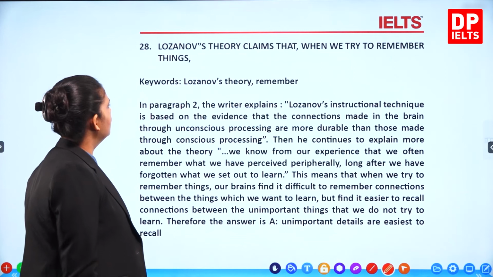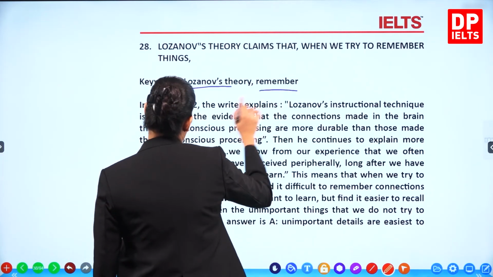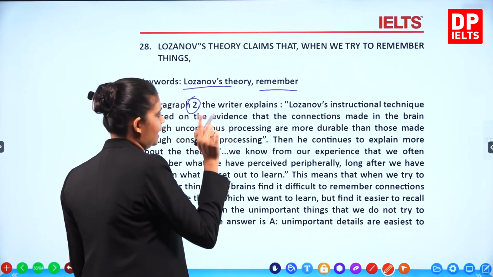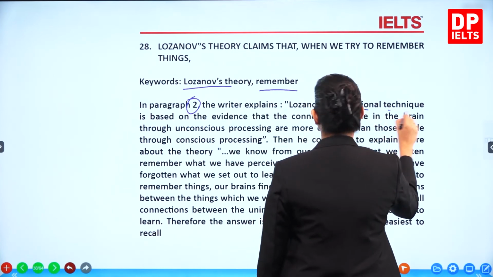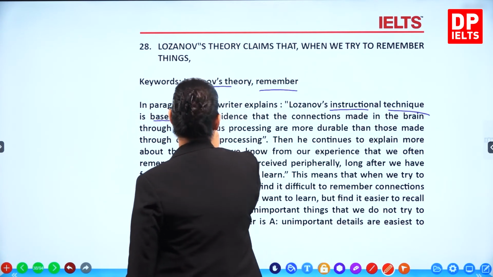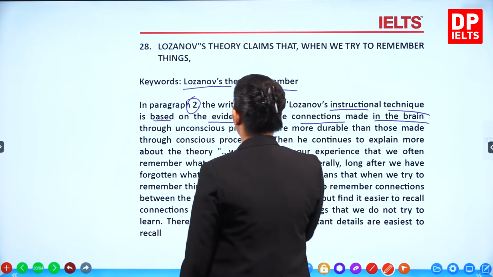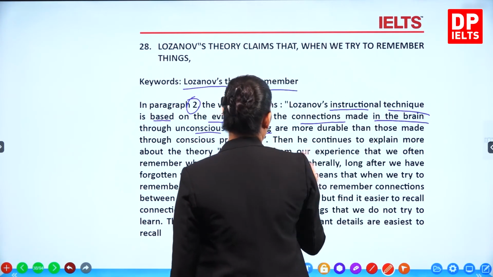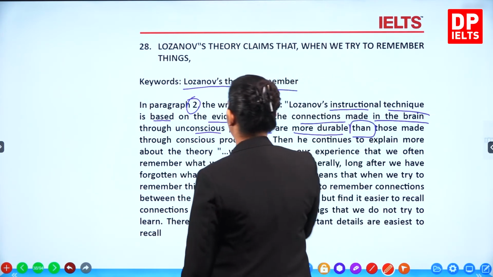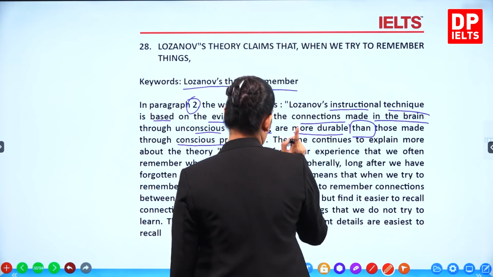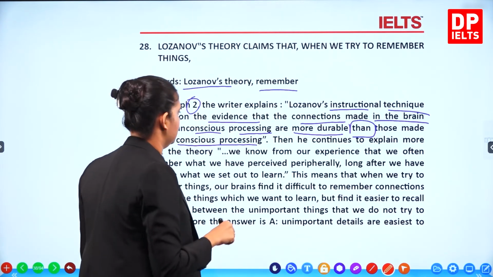Next one. Lozanov's theory, remember. In paragraph 2, the writer explains Lozanov's instructional technique is based on the evidence that the connections made in the brain through unconscious processing are more durable than those made through conscious processing. Then he continues to explain more about the theory.